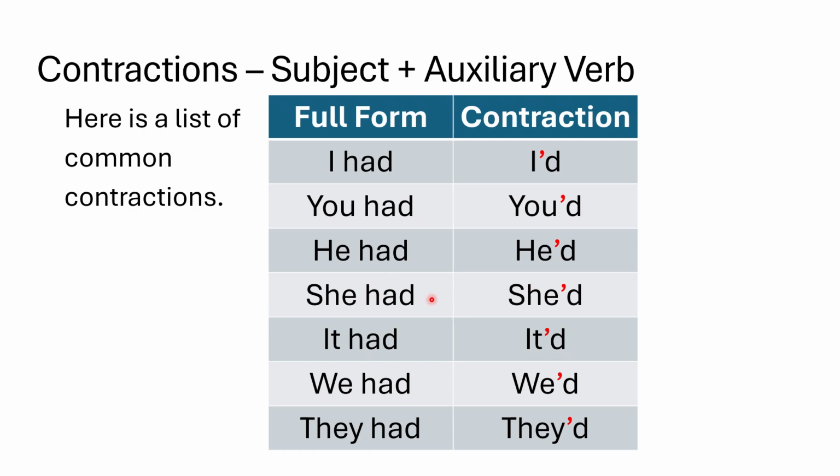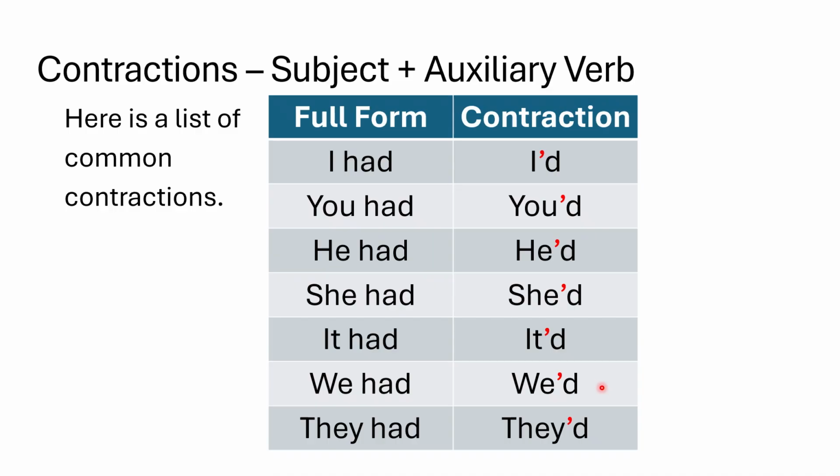She had. She'd. Notice the apostrophe replaces the missing letters H and A. It had. It'd. Notice the apostrophe replaces the missing letters H and A. We had. We'd.